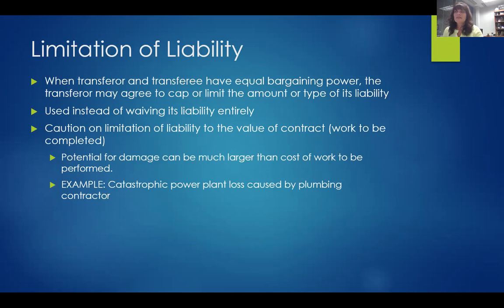So if you would have said, you know what, it's a small contractor and all they're doing is maybe $2,000 worth of work, so I'm going to limit their liability to $2,000, that's a little bit misleading because you don't know what their damage could cause.